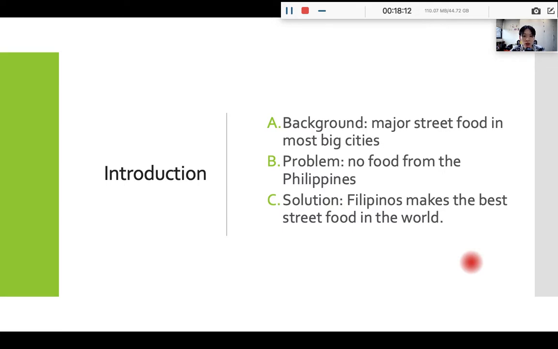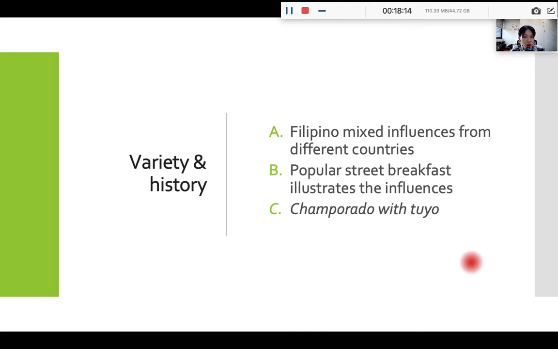Okay, so from the first body paragraph, we can tell from the topic sentence, one reason Filipino food is so good is that there's so much variety. So variety is the focus here. So how does the author highlight the variety in Filipino food? We have some examples, right? An example that shows different influences.